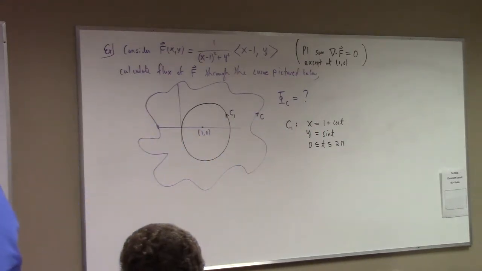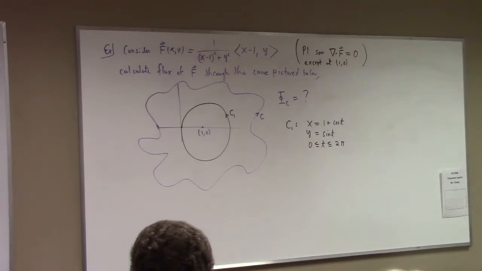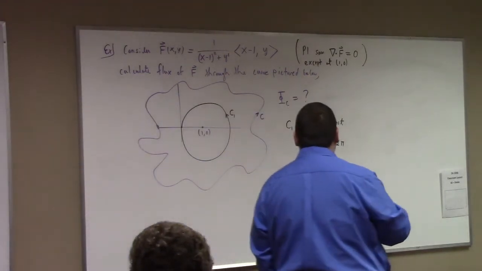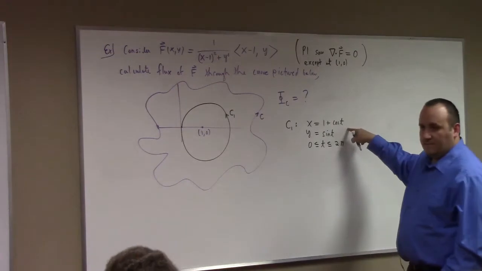And I claimed that the integral around a little circle that encircled (1, 0) would be 2 pi. But I thought it would be good for us to actually calculate that, since I did it in a kind of sneaky way. Let me do it in a less sneaky way. Here's a parameterization of the curve, right?